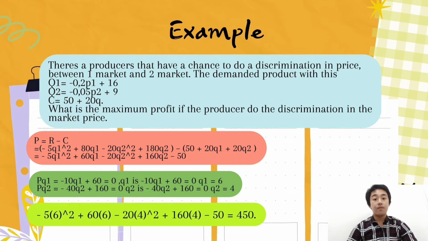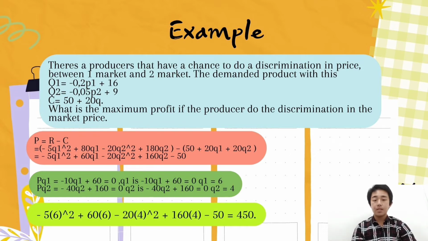And then we can find the value of q1 because we just need to shift it. So q1: negative 10q1 plus 60 equals 0. That gives us q1 is 6. And for q2: negative 40q2 plus 160 equals 0, so q2 is 4.